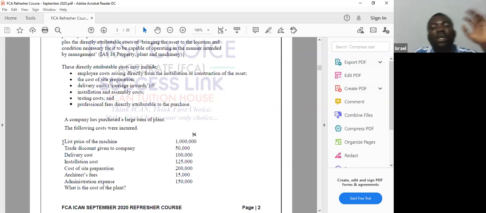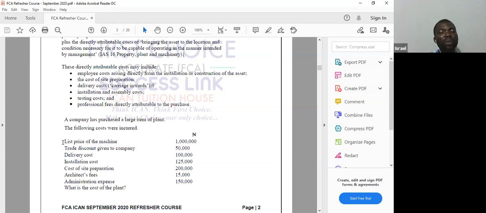Then we look at delivery cost. Delivery cost is an attributable cost because without incurring it, the plant will not be available where you want it. Installation cost is also part of it. If you purchase a plant and don't install it, it will just sit there and not render service. The standard says that any asset is depreciated when it is available for use. So delivery cost is relevant, and installation cost is also relevant.